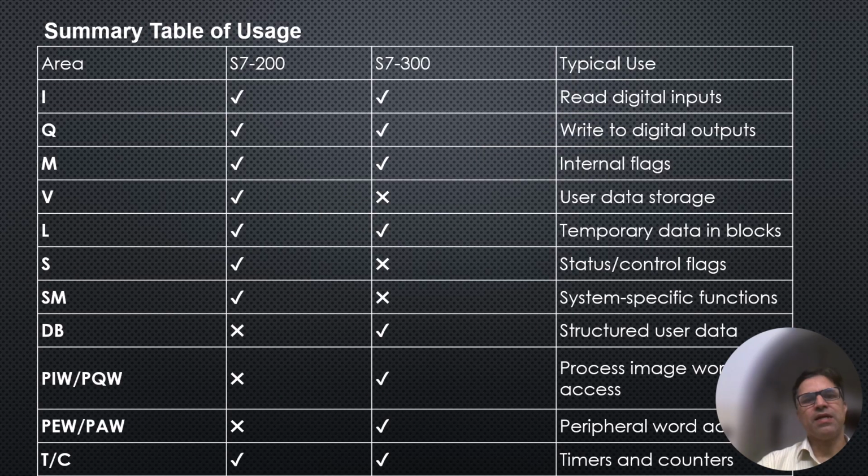This table compares the S7-200 and S7-300. Here we can see that V memory is available in S7-200, but in S7-300 there are DB, instance DB, and shared DB, and SM special memory is there in S7-200. We will see later how we can manage this in S7-300.